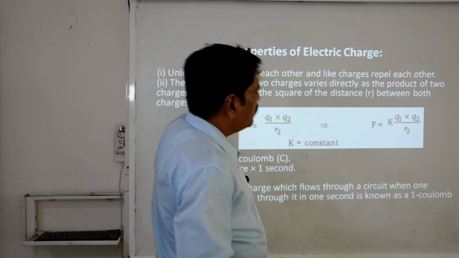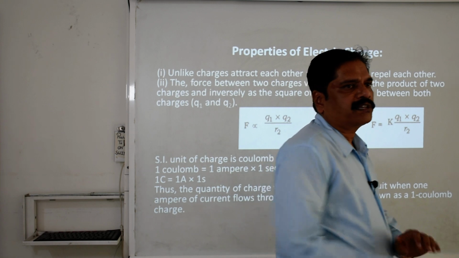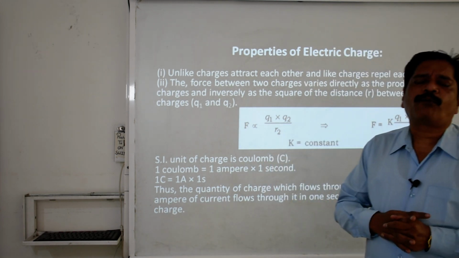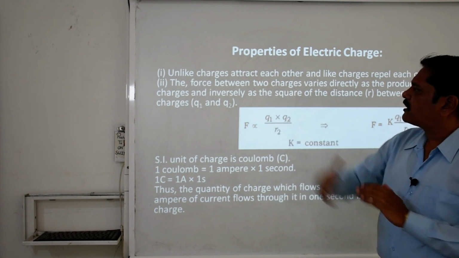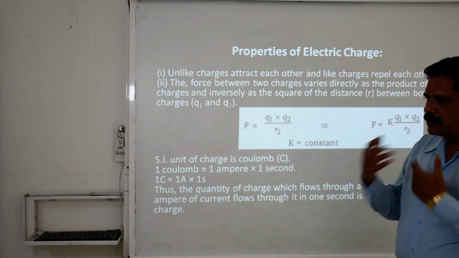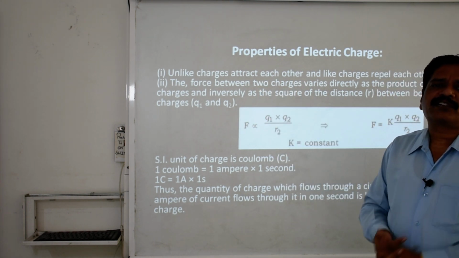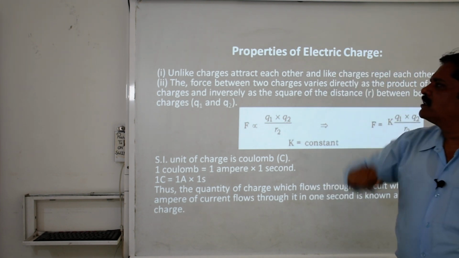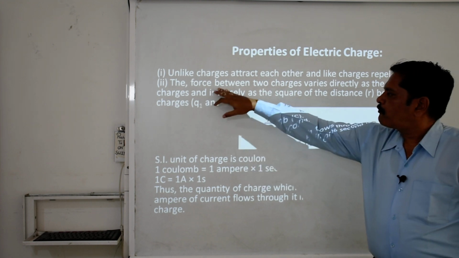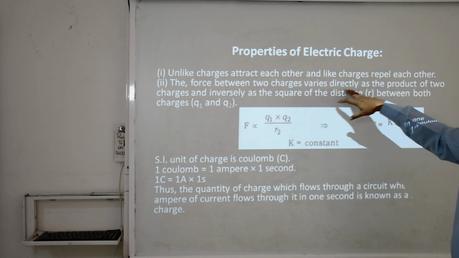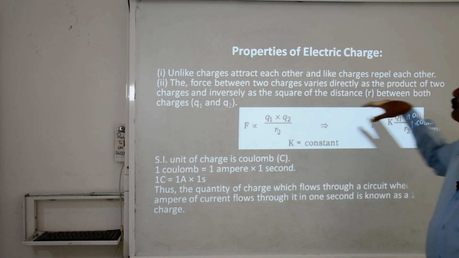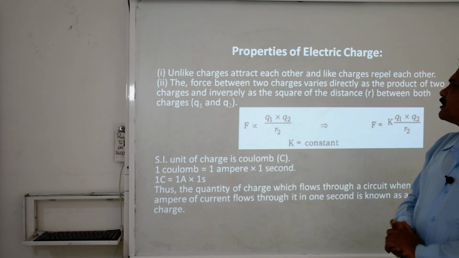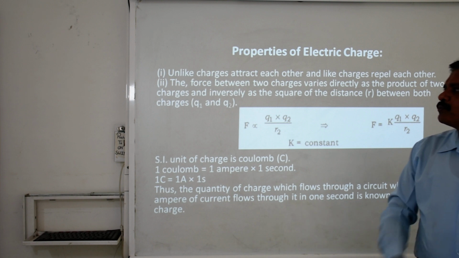Clear? Now we are going to discuss the properties of charges. As you know, just like magnetic poles, similar charges repel each other and unlike charges attract each other. This is the basic fact about charges. And the force between two charges varies directly as the product of the two charges and inversely as the square of the distance between them.